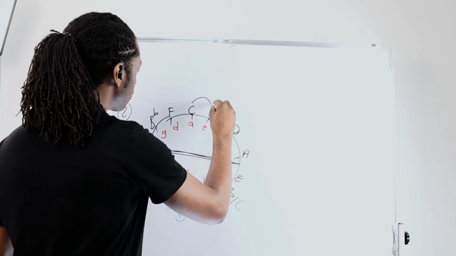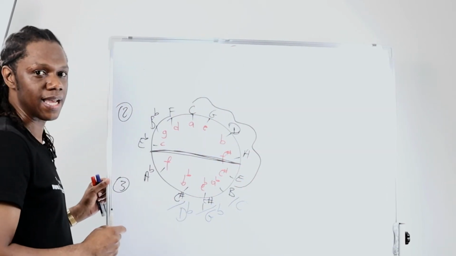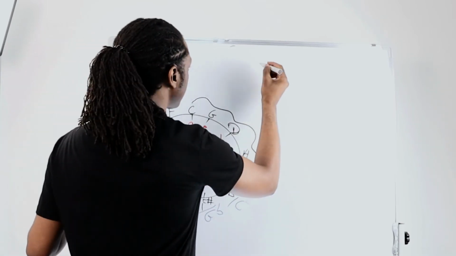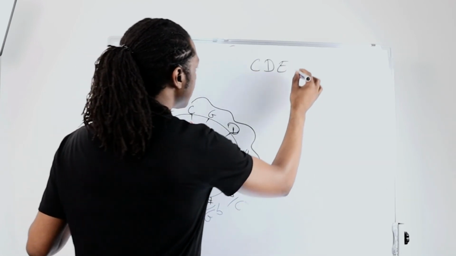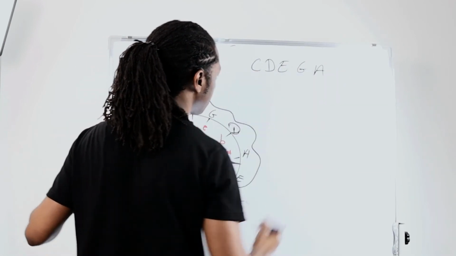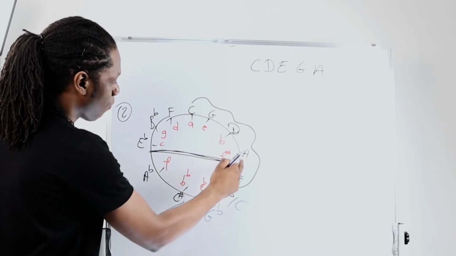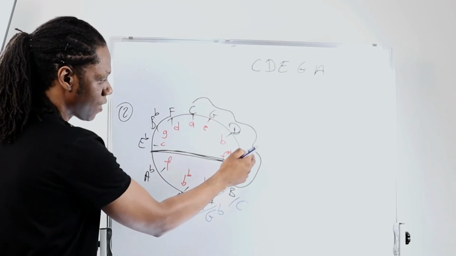So check this. This is 1, 2, 3, 4, 5. These are the 5 notes in the C major pentatonic scale. All right, the C major pentatonic scale has C, D, E, G, and A. Okay? C, skip 1, D, skip 1, E, go back, G, and you go to A.